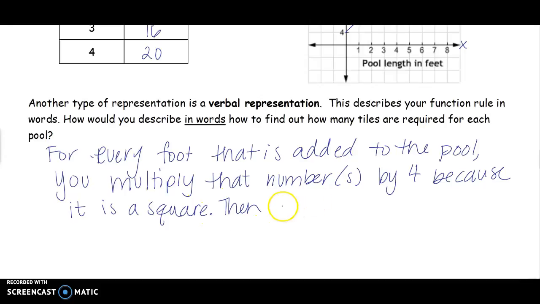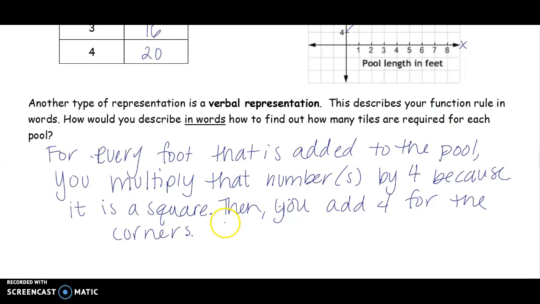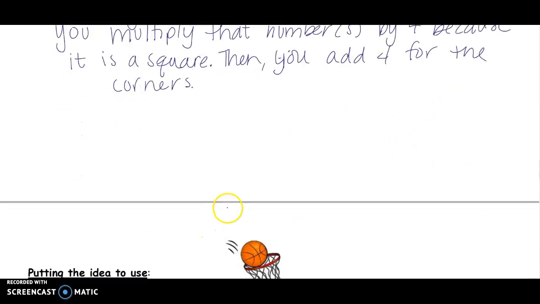Then you add 4 for the corners. Okay, so this is just a verbal way of writing what you have been doing. Okay, those are all the representations that we're going to look at, but I want to try one more problem.